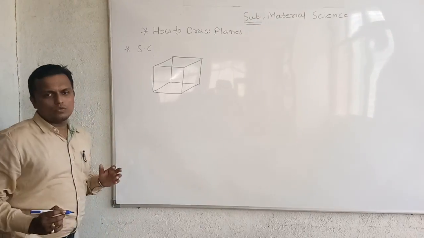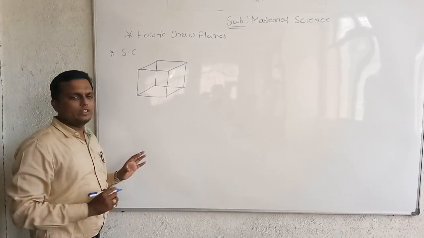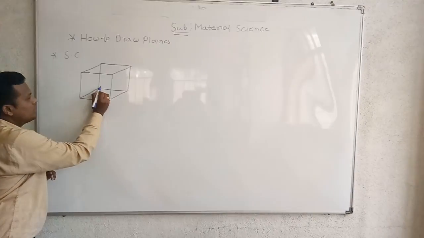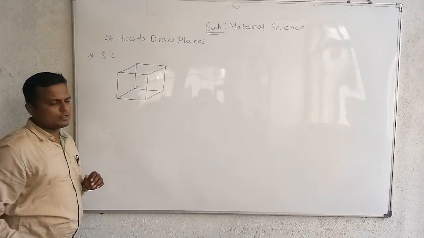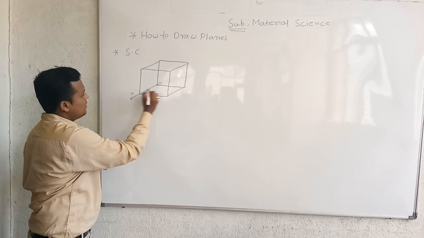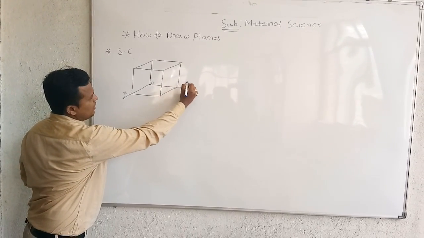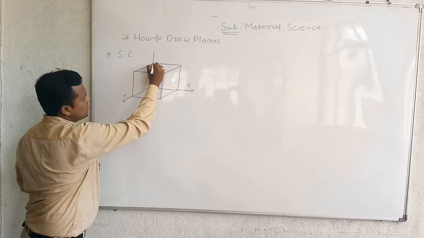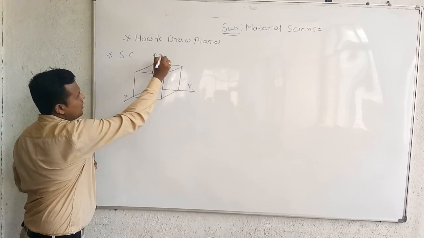So this is the cube, and in that first you have to indicate the origin. That is important while indicating the planes. Then you have to indicate the axis. This is x axis, this is y axis, and this is z axis.